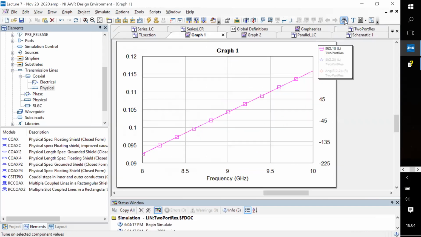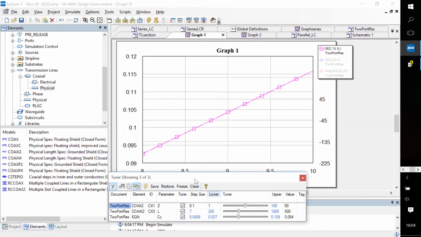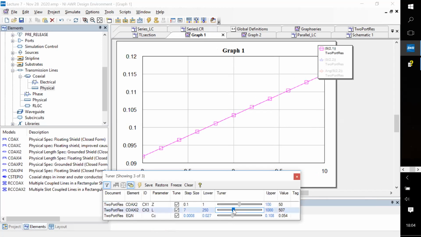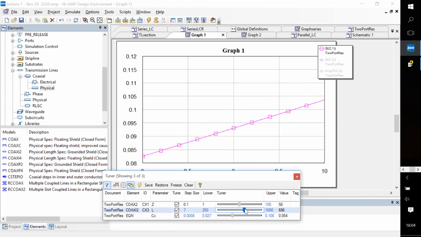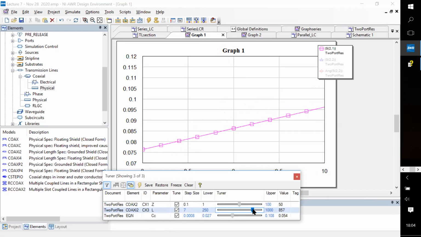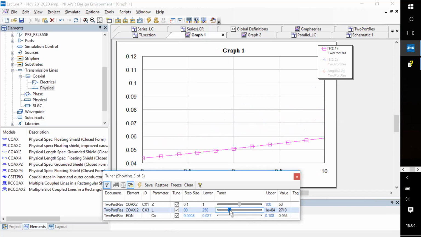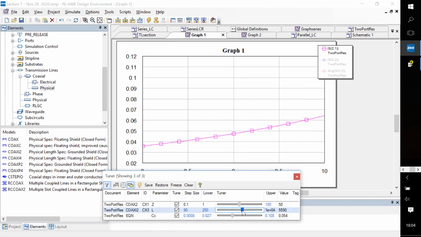So I will open up my tuner and increase the length of the transmission line. Okay, I guess I was way off. I think I forgot an order of magnitude somewhere. All right, there you go.